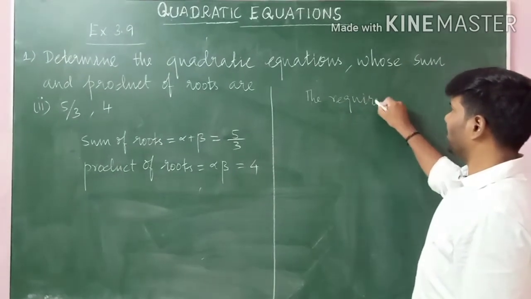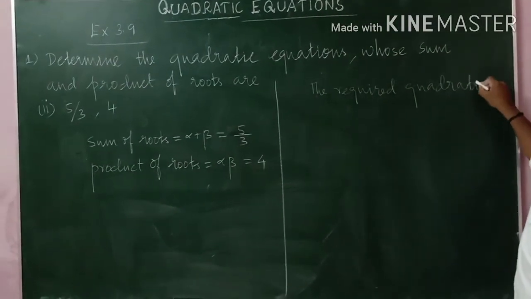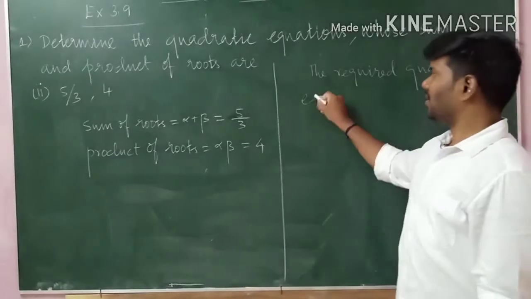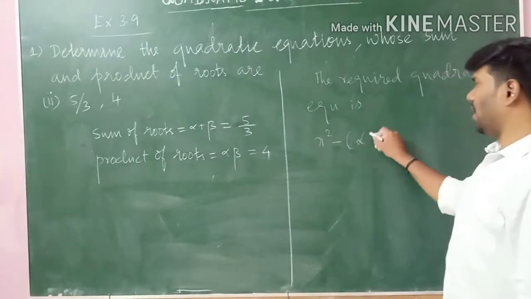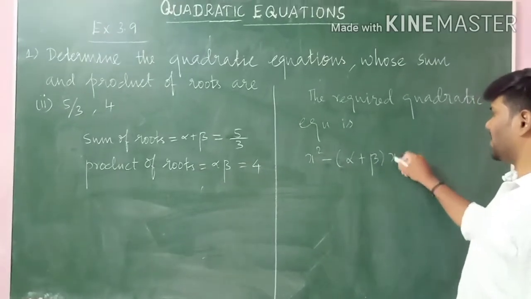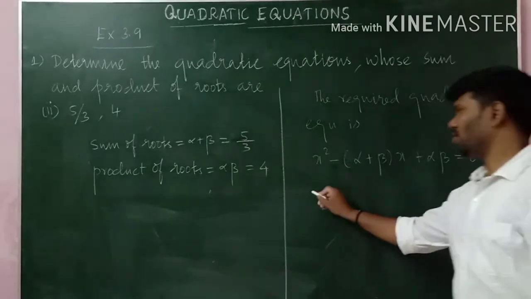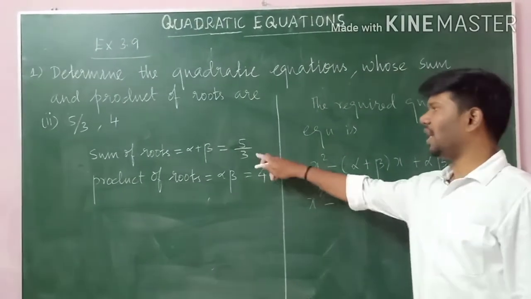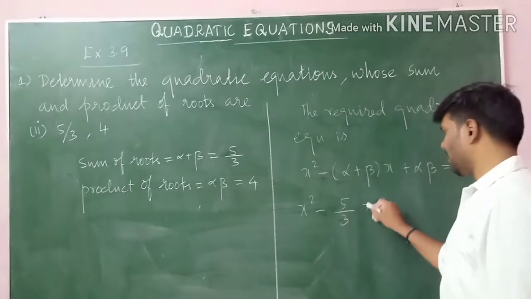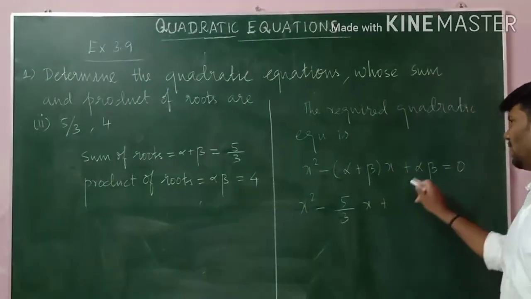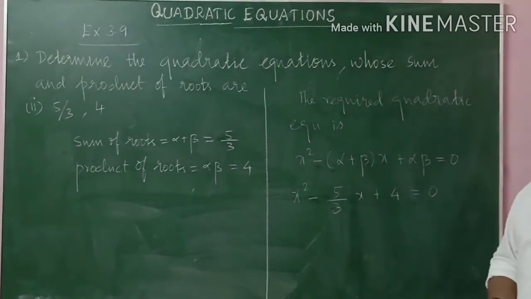The required quadratic equation is x square minus (alpha plus beta) into x plus alpha beta equal to 0. So x square minus, alpha plus beta is what? 5 by 3. So 5 by 3 into x plus alpha into beta is what? 4. Plus 4 equal to 0.